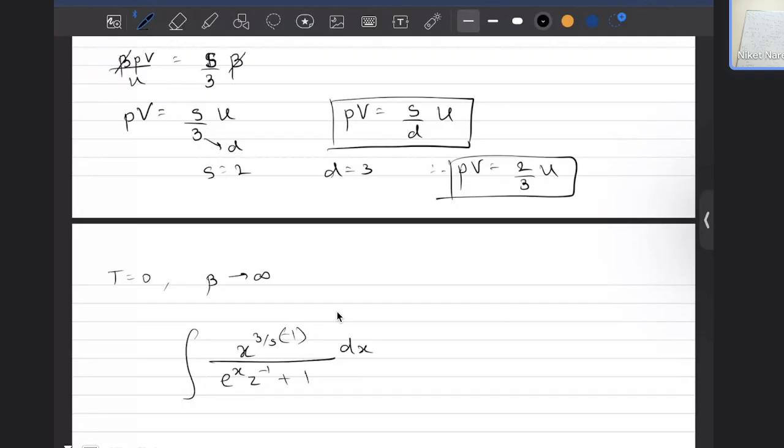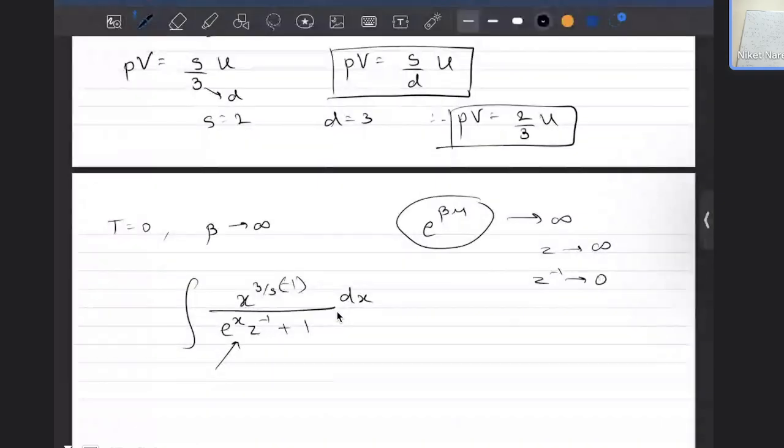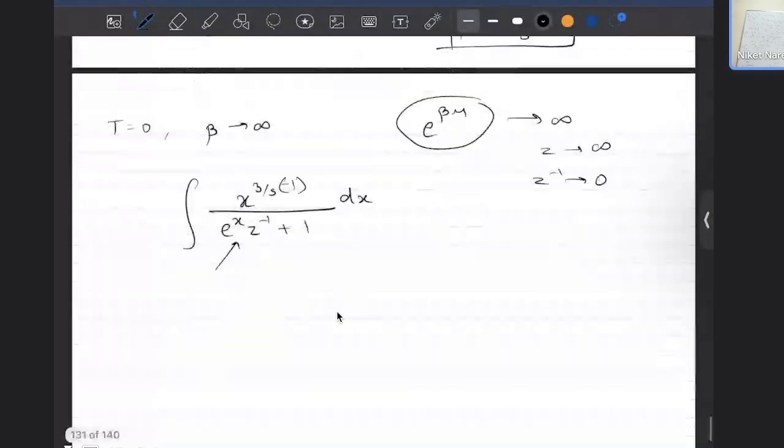In the case of beta tending to infinity, e power beta mu, for a fermion, mu is something positive. So e power beta mu also tends to infinity, which is z tends to infinity, z inverse tends to 0. Z inverse is practically 0. So we don't have this term here at all. In the case of fermions, not for bosons. Bosons, there will be something different to do. So this integral will be very easily evaluated.